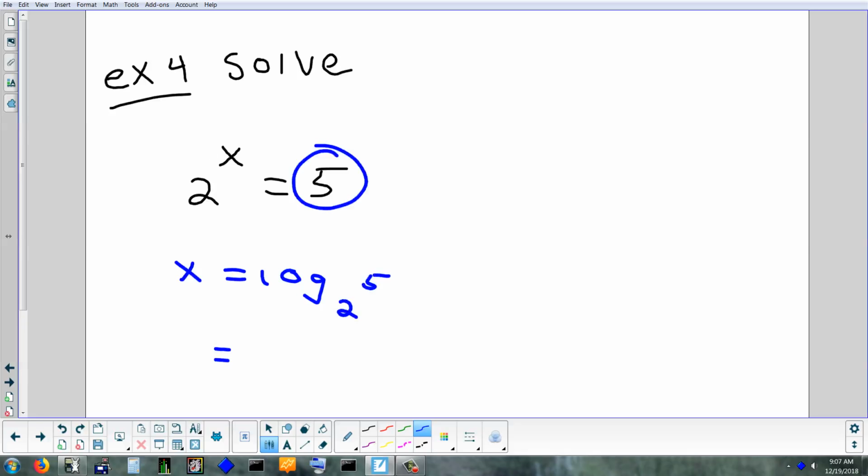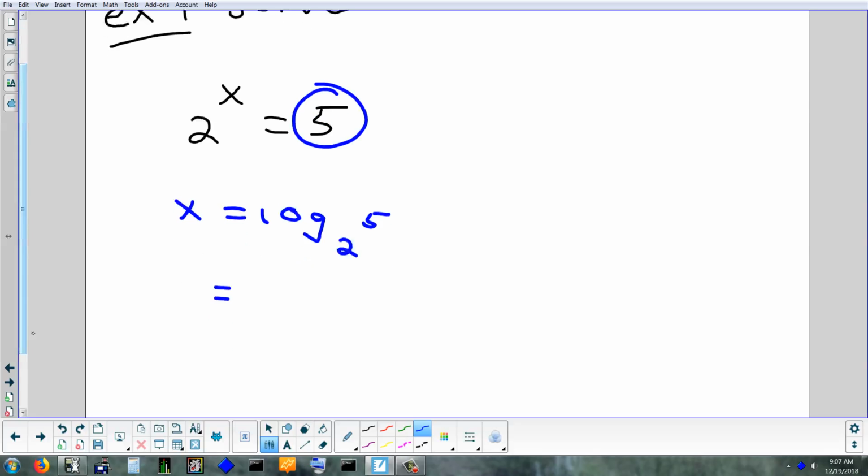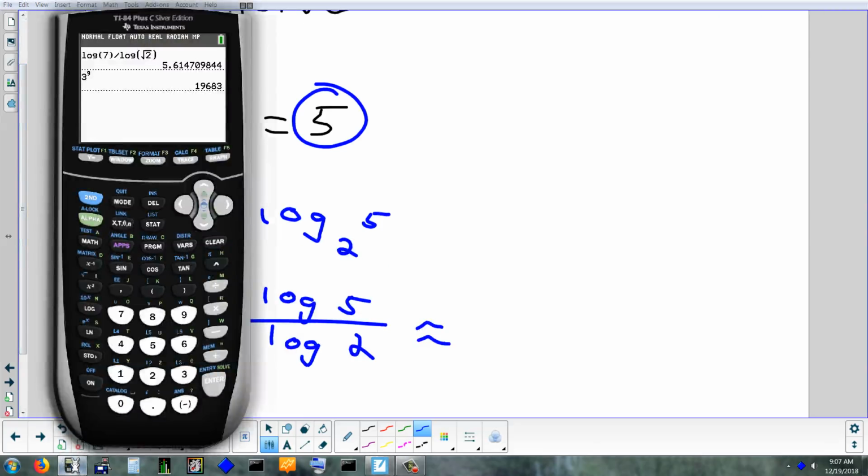But I can't type that in on the calculator. How come? Because it's a base of 2. The calculator can only do which bases? 10 and E. That's not 10 or E. So if I want a decimal, I got to rewrite it. How would I write that so I can type it in? Log of 5 over log 2. Yep. Or another way you could do it? ln. Yep, you could use ln5 over ln2. Same thing. All right. So now what we'll do is we'll type it in and just get an approximate answer.